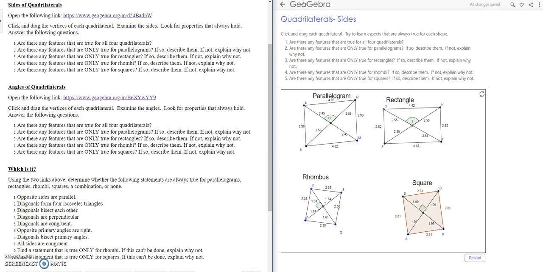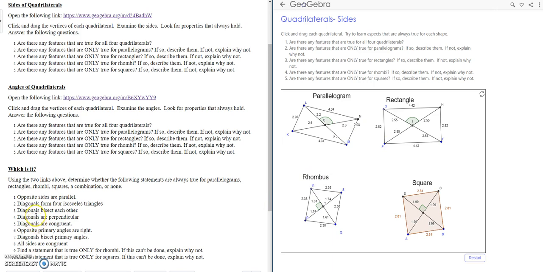Diagonals bisect each other. They cut each other in half. So let's look at our diagonal measurements here. That's 2.45, 2.45, 2.56, 2.56. That means they have been bisected, and I can change the orientation of my parallelogram, and it's still holding true. And if it's true for the parallelogram, it's true for all 4 shapes.